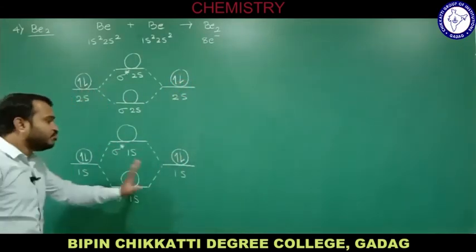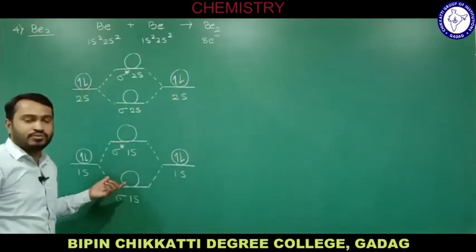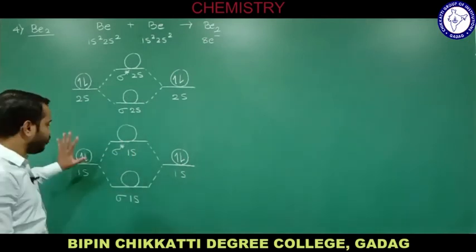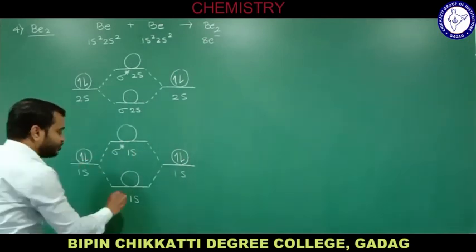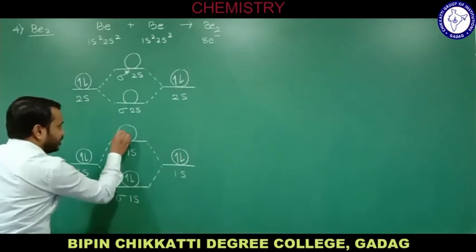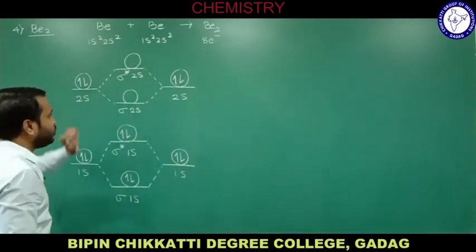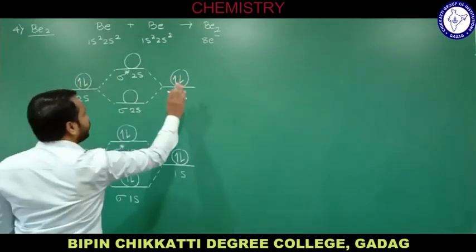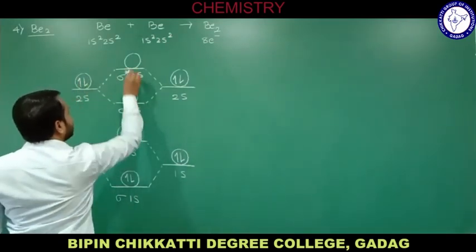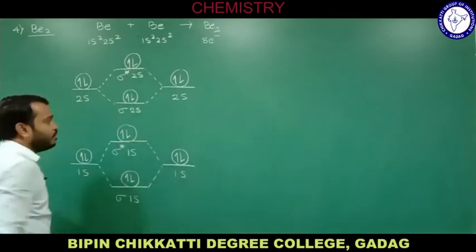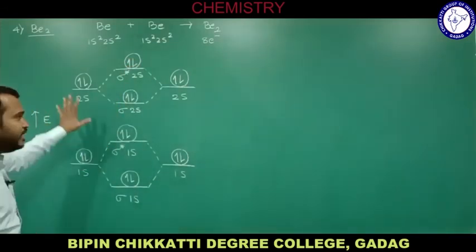So in 1s molecular orbitals we need to distribute 4 electrons, 2 from here and 2 from here. 4 electrons we have, and this is how the 2 molecular orbitals are filled. In 2s also we have 2 electrons from here, 2 electrons from here. 4 electrons have to be distributed in molecular orbitals like this. So that is about the energy level diagram.